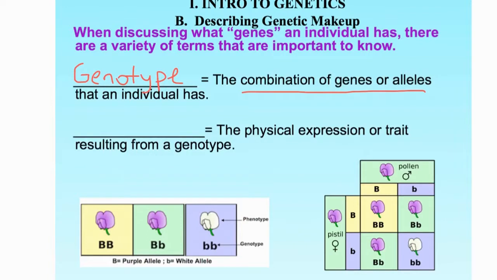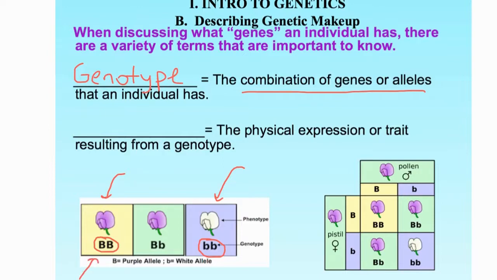So you can see down here, this flower right here has the genotype capital B, capital B. And in this case, the B stands for purple flowers. This flower right here has the genotype lowercase b, or little b, little b. And the little b is the recessive allele for white flowers. So the genotype is your combination of letters or alleles.